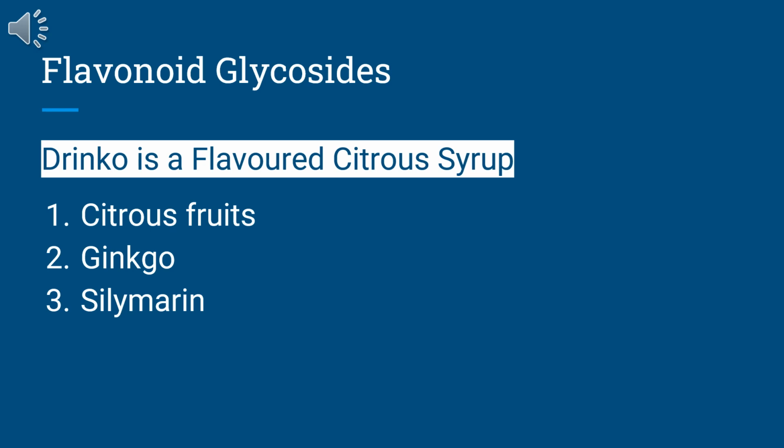Next is flavonoid glycosides. It can be remembered with the code Drinko is a flavored citrus syrup. Drinko stands for ginkgo. Flavored stands for flavonoid glycosides. Citrus stands for citrus fruits. Syrup stands for silymarin. Both syrup and silymarin start with the pronunciation C.